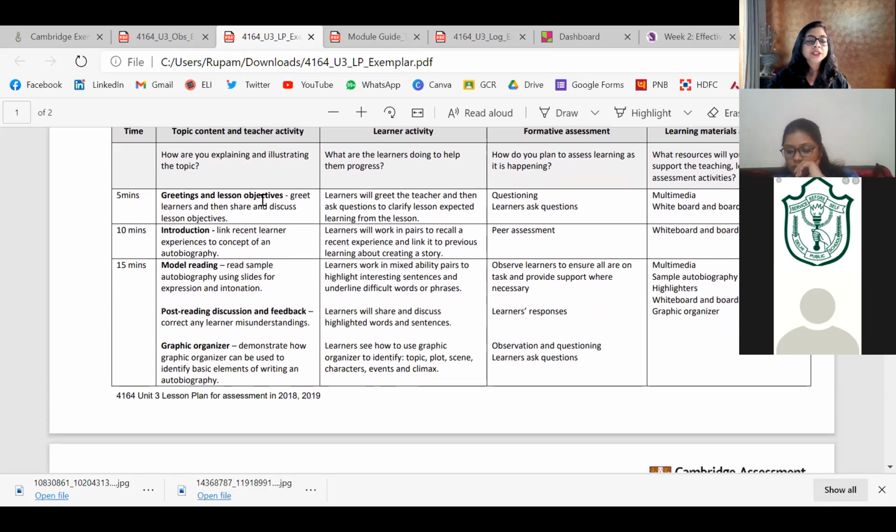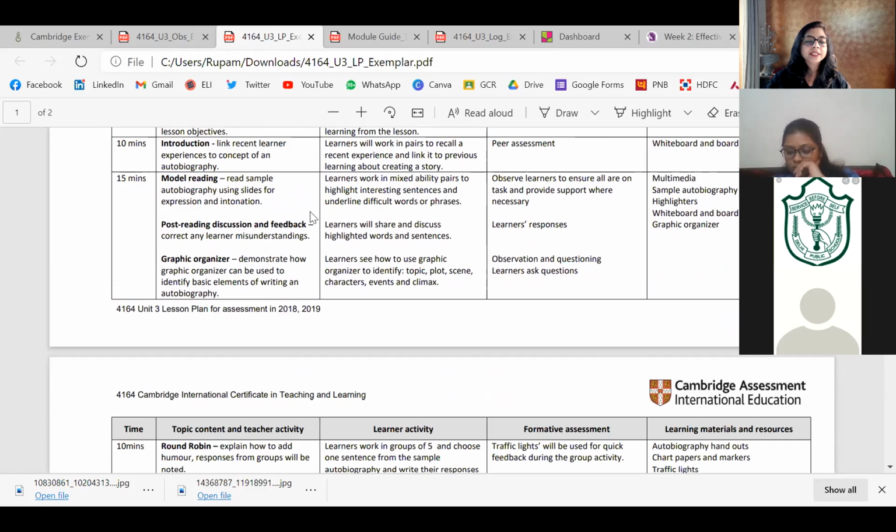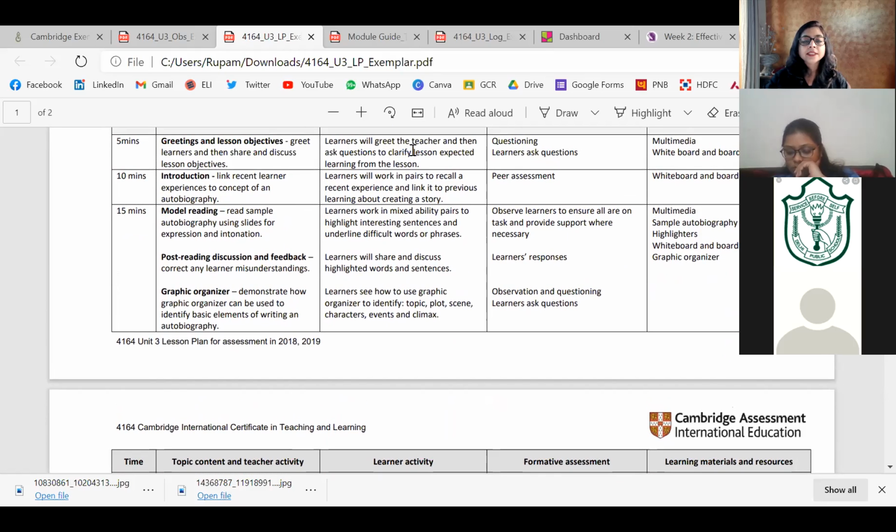Now, what's happening here? Initially the teacher is greeting and then sharing the learning objectives. The learners will greet the teacher and then ask questions to clarify the expected learning from the lesson. Next is the introduction: link recent learner experiences to the concept of an autobiography. Here the children are working in pairs, recalling any of their recent experiences, and linking it to the previous class.